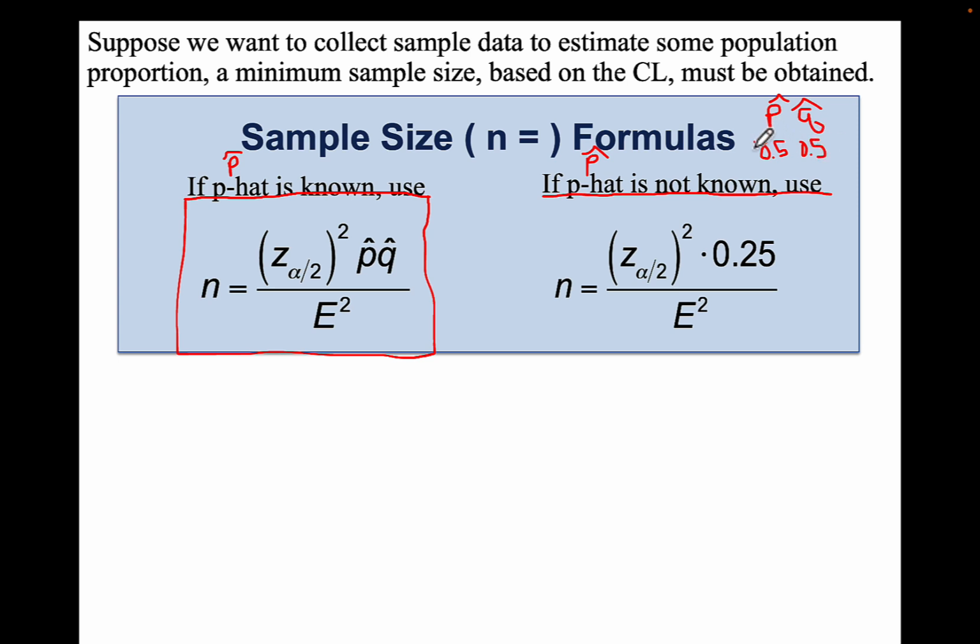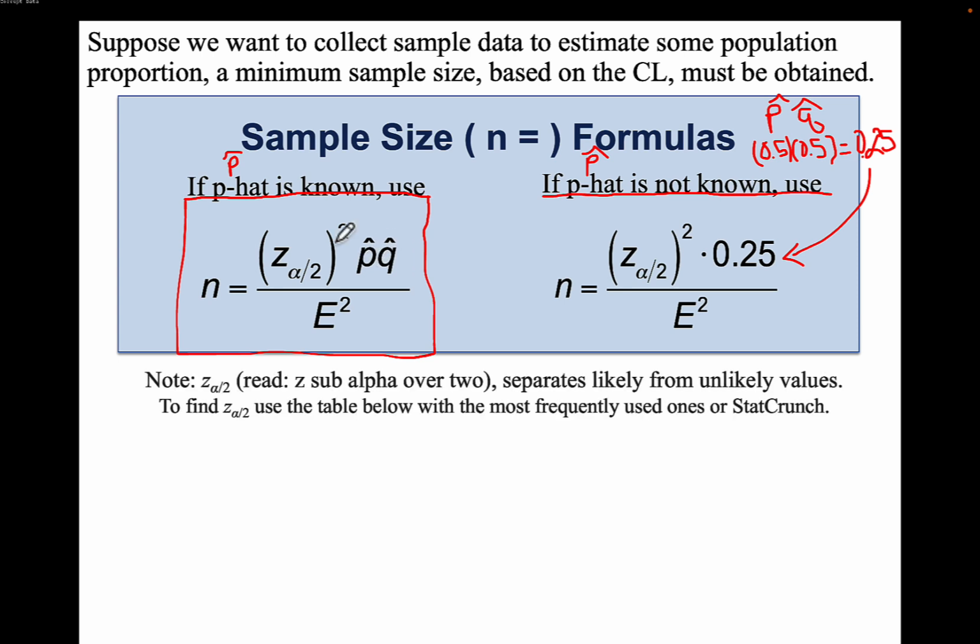Well, it turns out that if you pick up your calculators, or do this in your head, 0.5 times 0.5 is equal to 0.25. So our formula is technically the same formula, but here you see the 0.25. Just want you to know where that came from. It came from the first formula, using 50-50 for p-hat and q-hat.